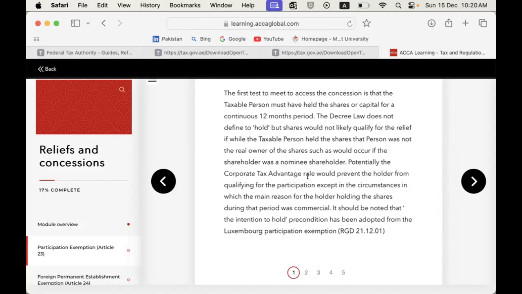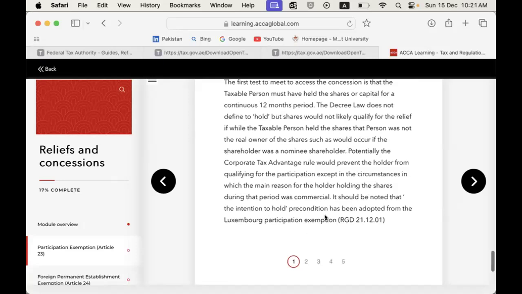Potentially, the corporate tax advantage rule would prevent the holder from qualifying for the participation exemption, except in circumstances in which the main reason for the holder holding the shares during that period was commercial. So in short, the economic reality of such holding should be for the benefit of the ultimate beneficial owner. It should be noted that the intention to hold precondition has been adopted from the Luxembourg participation exemption. So this is an international framework in which this matter has been addressed. The intention to hold precondition has been adopted.